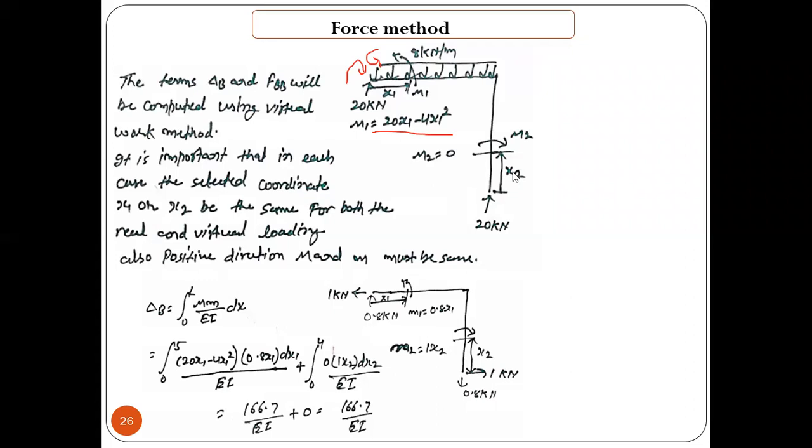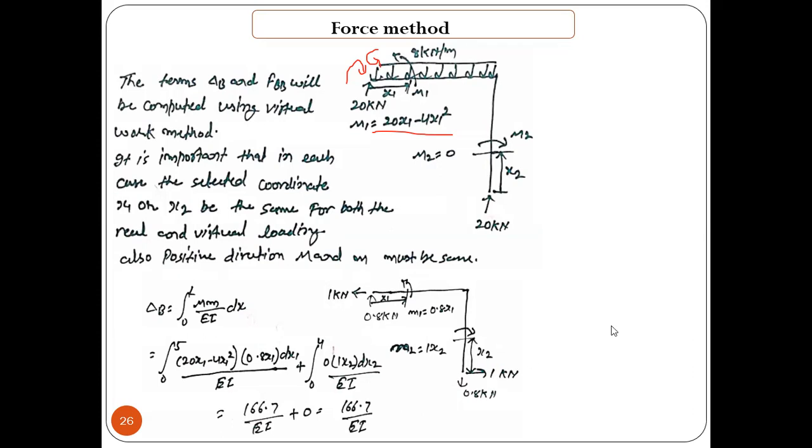Fine. So this is the segment x2. So we have the values of M1 and M2. Now we need to replace them with the real loading that we have. For the calculation, we use the virtual work method. Now we need to apply the unit load. This is the unit load we need to apply in the direction of the deflection that we measure. So there is a 1 kilonewton here.